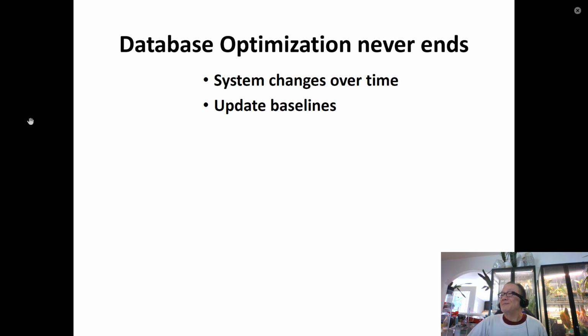Lastly, keep in mind, database optimization never ends. Systems change with time, or things do change with time. We want to do performance tuning on a regular basis. We also need to update our baselines periodically. Keep in mind, whenever we have made significant changes to our databases or our environment, we want to update our baselines.